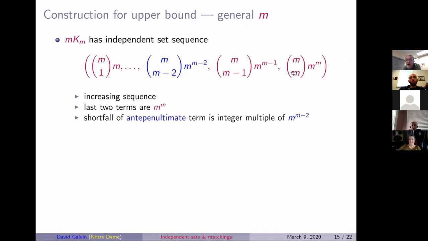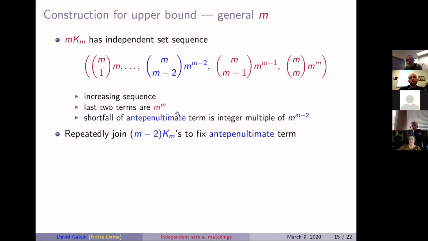The last 2 terms are correct. They're both m to the power m. And it falls short on the antepenultimate term. But the antepenultimate term is an integer multiple of m to the power m minus 2. Which means I can fix the antepenultimate term by adding enough copies of km minus 2. So I just repeatedly join m minus 2 copies of km, that's what I meant to say just now, and that will fix the antepenultimate term.